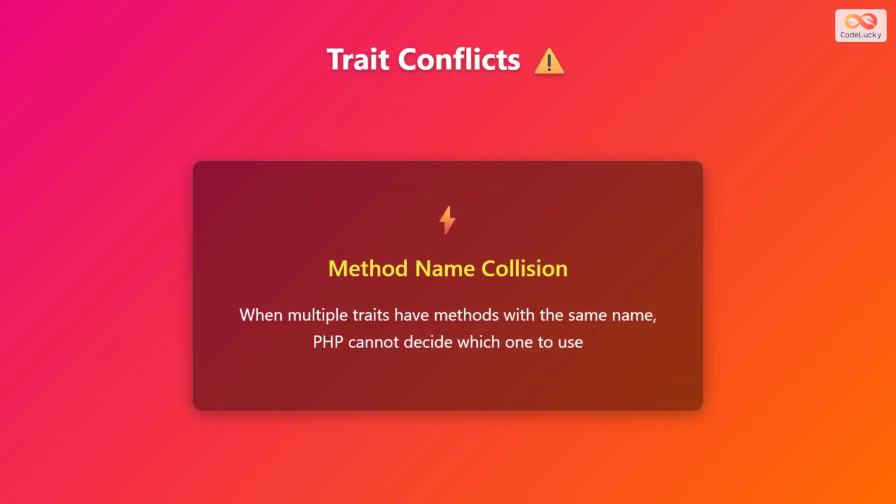When using traits, you might encounter conflicts, specifically method name collisions. This happens when multiple traits have methods with the same name. PHP cannot decide which one to use, leading to an error.